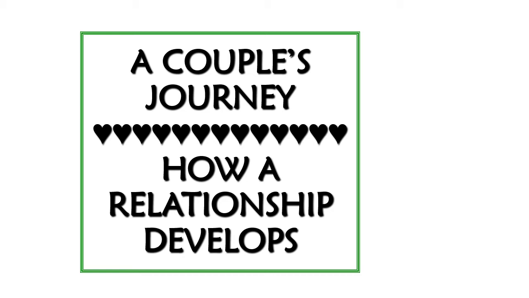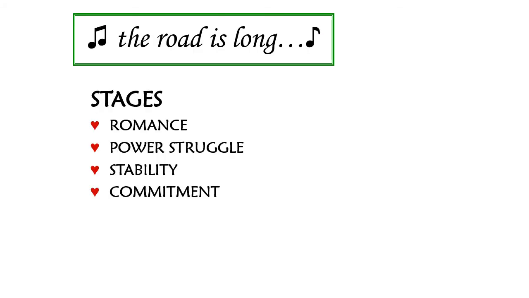Next thing we're going to look at is how a relationship develops. So we've talked about love. We've talked about commitment. We've talked about a theory of love. Now let's look at the path of relationship development. So these are going to be the four main stages of relationship development that people go through: romance, power struggle, stability, and commitment. Now, not everybody goes through these, and not everybody goes through them in the same way, but people tend to, when they're developing relationships, go through these four stages in this order.